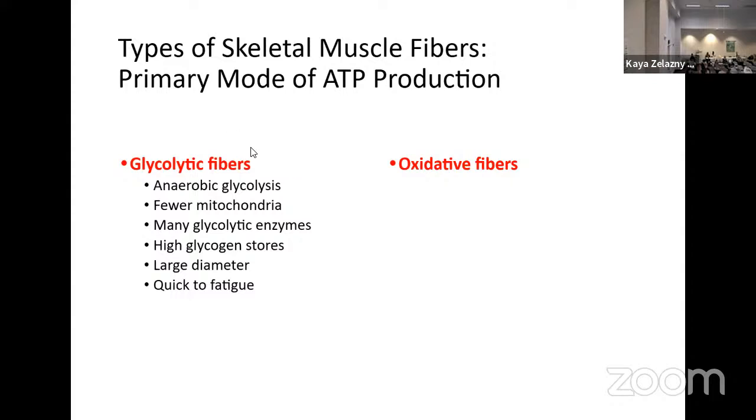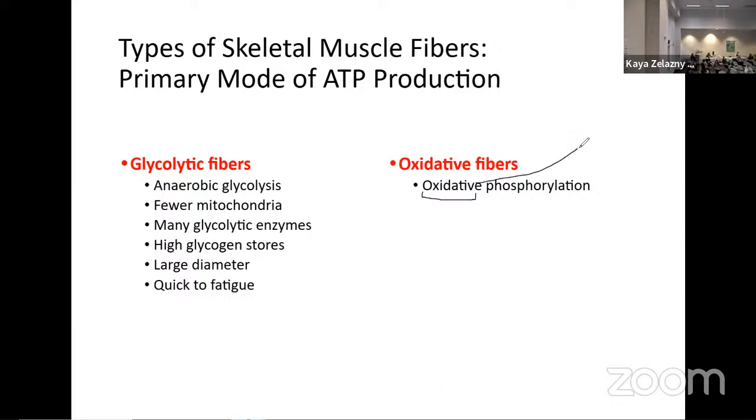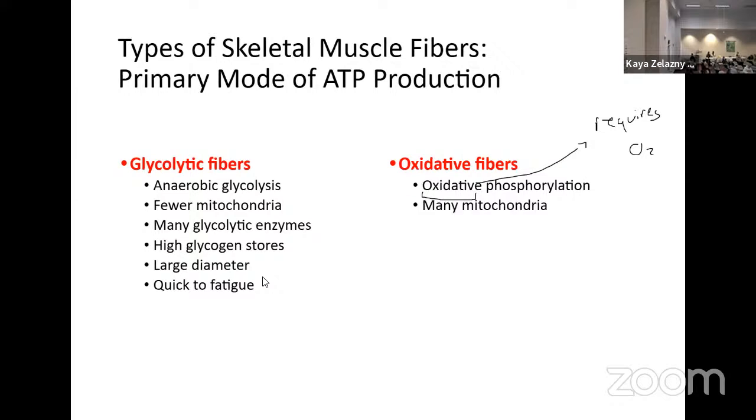For our oxidative fibers, basically everything's going to be the opposite, right? So if you're relying on oxidative phosphorylation for energy, that's that form of producing ATP that gives you more bang for your buck, right? So we're using that hydrogen ion gradient flooding across to get us lots of ATP, okay? We need oxygen for this. So oxidative phosphorylation requires oxygen. So this is going to drive some of these other features that we see. Okay, so in an oxidative fiber, you're going to need lots of mitochondria because oxidative phosphorylation happens in the mitochondria.